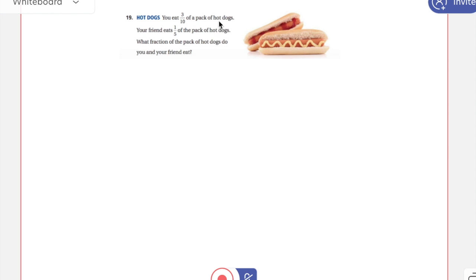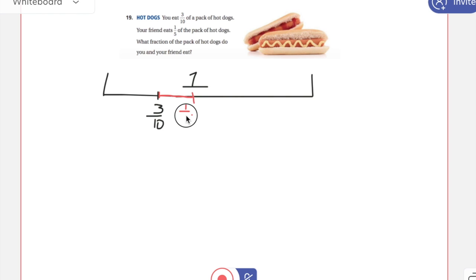So all this really wants you to do is find what fraction of the hot dogs you and your friend eat. Well, picture right now, if this represented the one whole pack of hot dogs, that was your one whole, you eat 3/10. So I would have to break this into tenths, and let's say 3/10 would be about right here. And your friend eats 1/5 of the pack of hot dogs. So you have to add on, well, 3/10 plus, let's say from here to here is that 1/5.